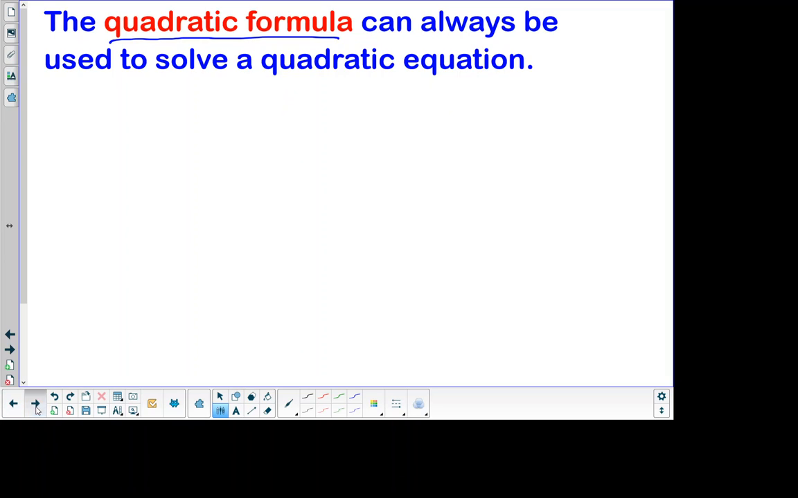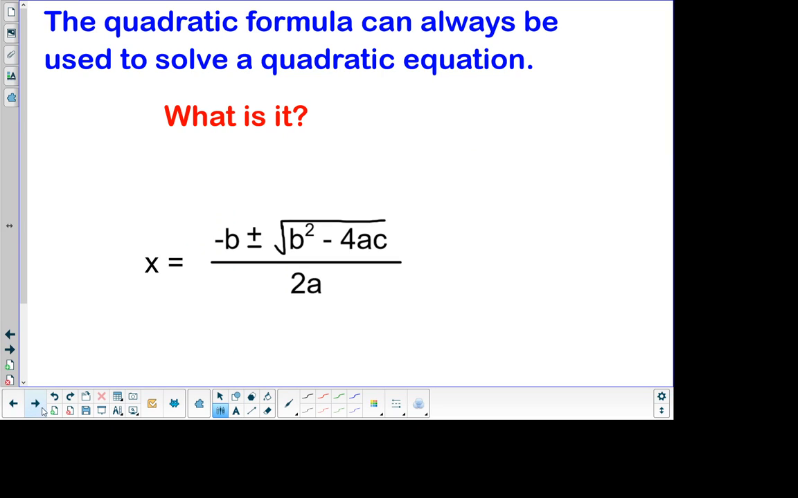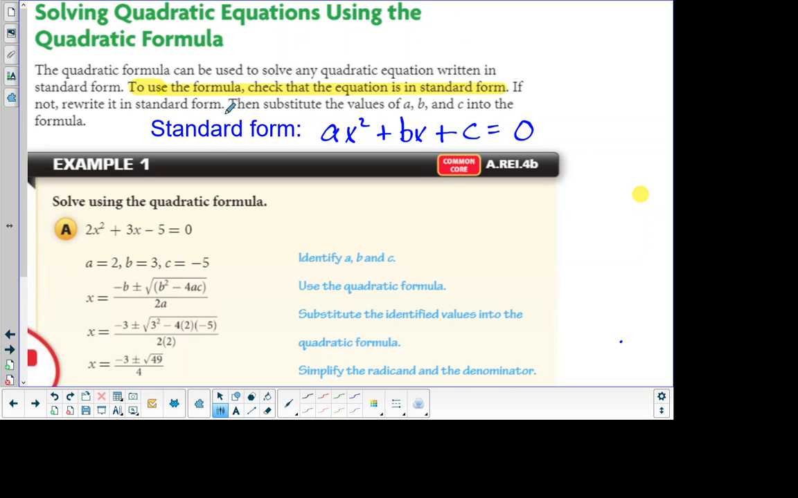What is a quadratic formula? It's a formula that looks like this. It looks complicated, but it's not. It's just a matter of knowing what the b value is. Notice you have b values, and notice you have a values and c values in this formula. So once you know the a, b, and c values, then just substitute them in, and it just becomes order of operations, and you can solve it that way. So let's look at what they told you in the book.